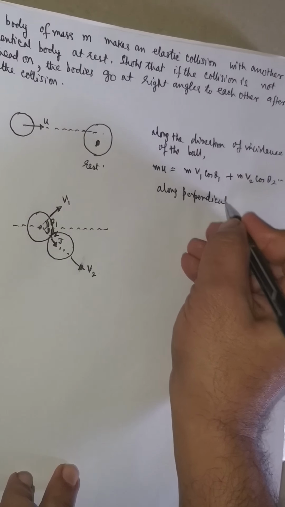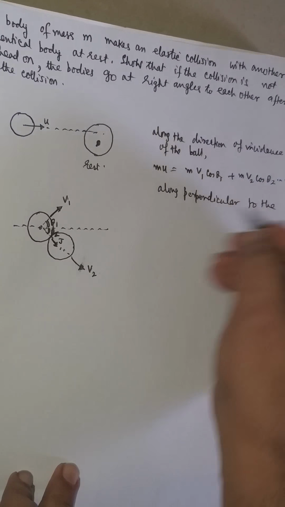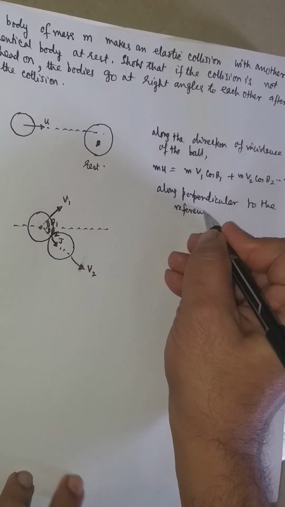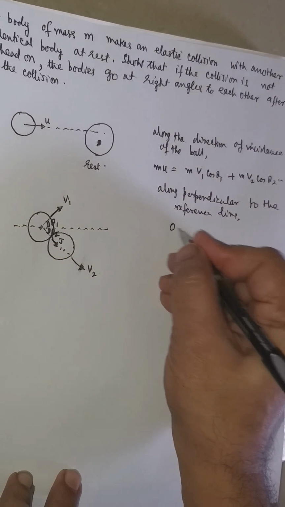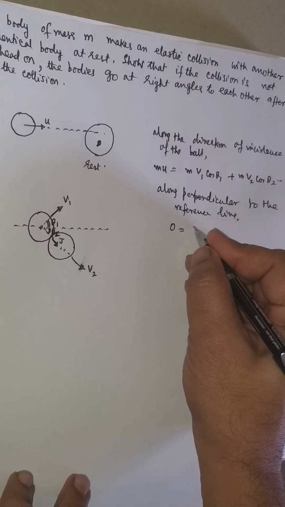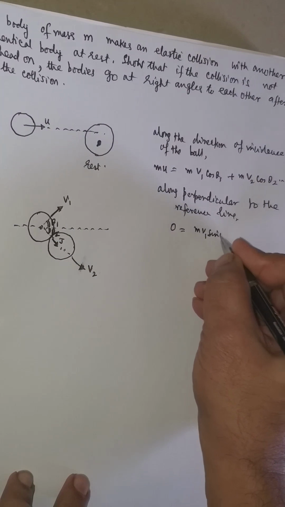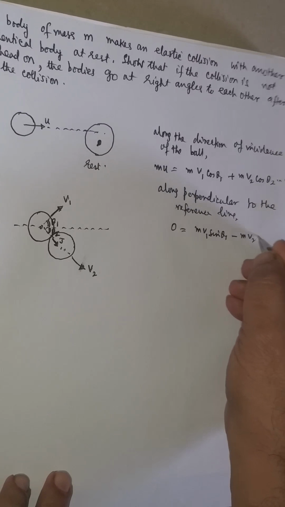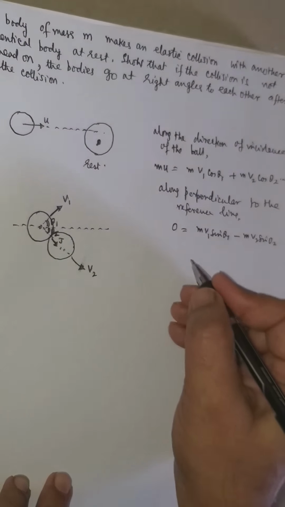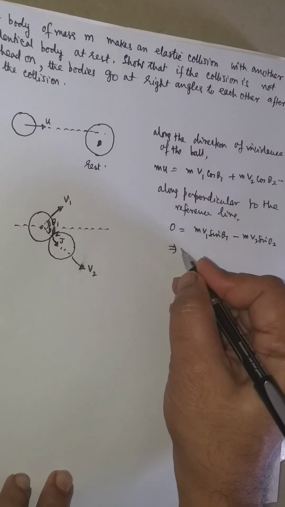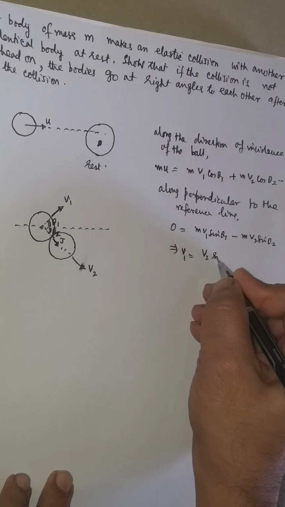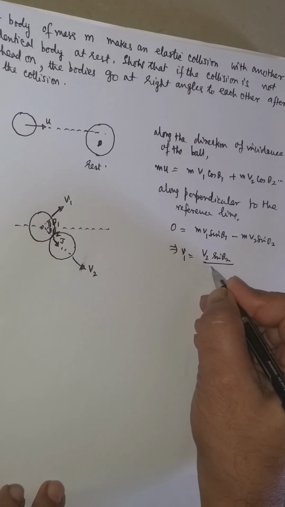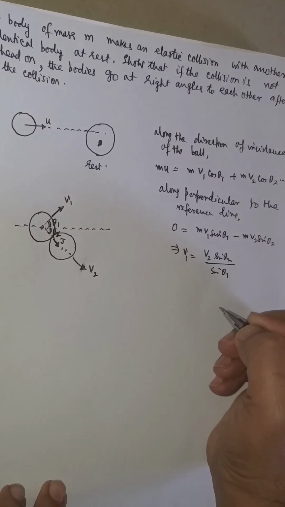And along perpendicular to the reference line, there was no momentum. So final momentum also will be 0, and this will be mv1 sin theta 1 minus mv2 sin theta 2. What we do is change the sides and find out either v1 or v2. That is, v1 is equal to v2 sin theta 2 divided by sin theta 1.